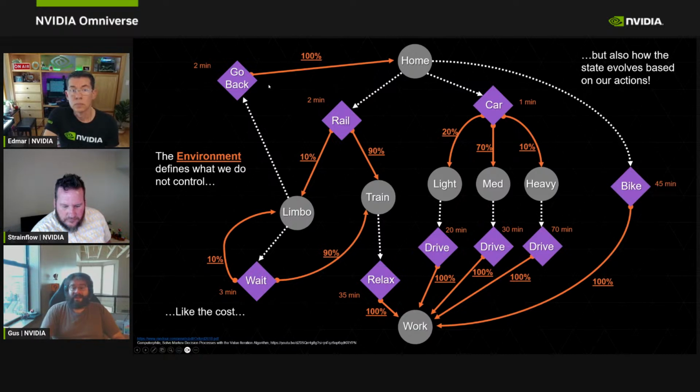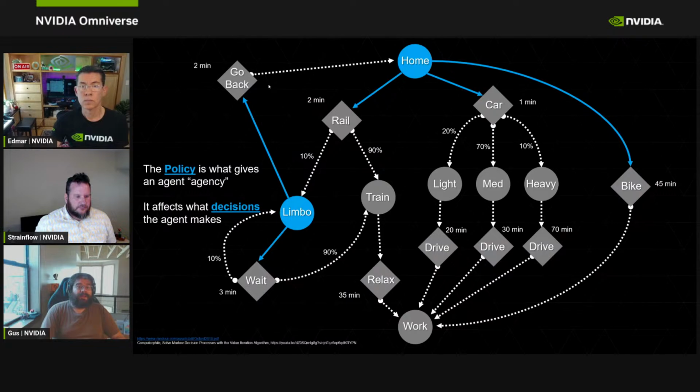So if I take the go home action, go back from limbo state, I'm guaranteed to get home, right? But if I take the car action from home, I only have a 10% chance to encounter heavy traffic, right? Now, there are only certain parts of this model that we have control over, that we want to make decisions about. And that's the actions that we take when we're at home and the actions that we take when we're in the waiting room. And that's what our policy is.